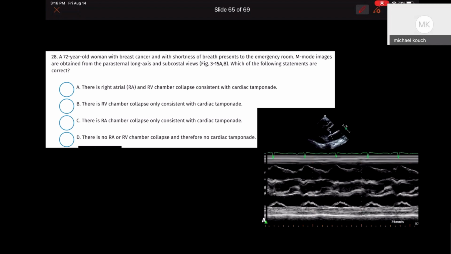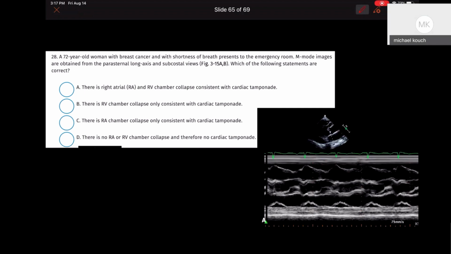So, a 72-year-old with breast cancer and shortness of breath presents to the emergency department. M-mode images are obtained from parasternal long axis and subcostal views. Which of the following statements are true? So, right atrial and right ventricular collapse consistent with tamponade. RV collapse, RA collapse, or there's no RA or RV collapse, and therefore there is no tamponade.